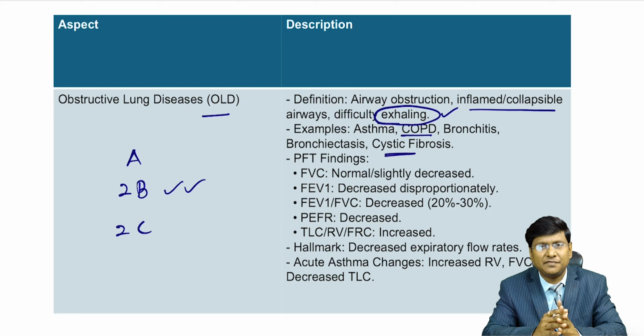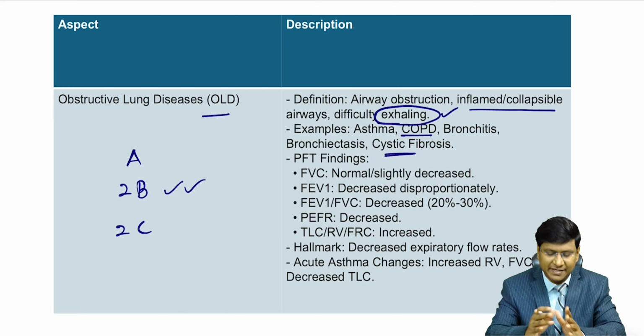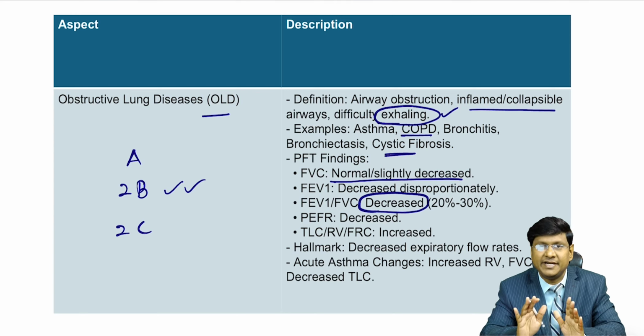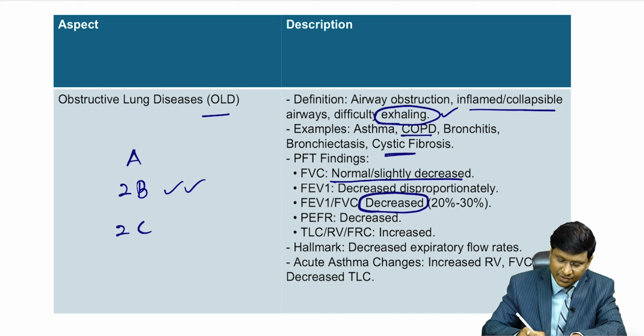One of the very important findings is the FEV1 by FVC. What will happen to your FEV1 by FVC? It is decreased, less than 70%, whereas your FEV1 is also reduced, FVC is also reduced, but FEV1 is more reduced compared to that of FVC. That is the reason why the overall ratio, FEV1 by FVC, will be reduced in patients with obstructive lung disease.